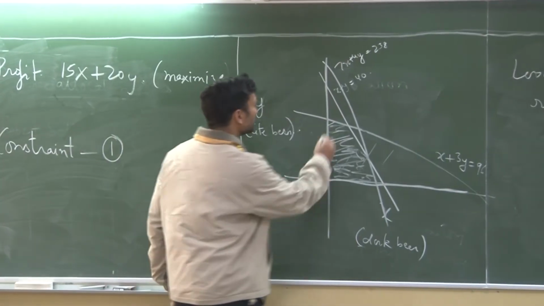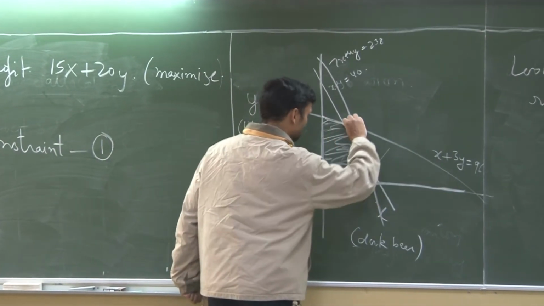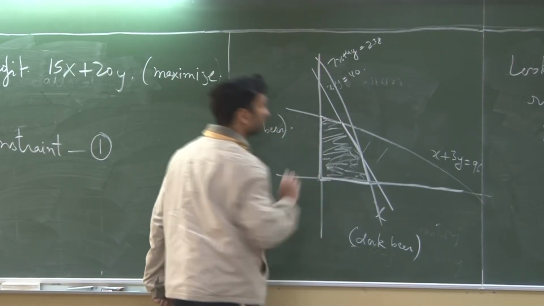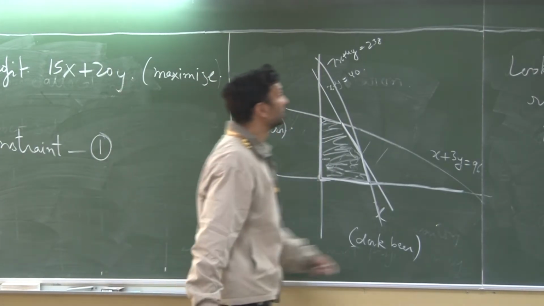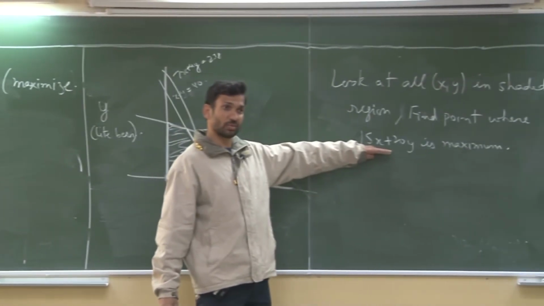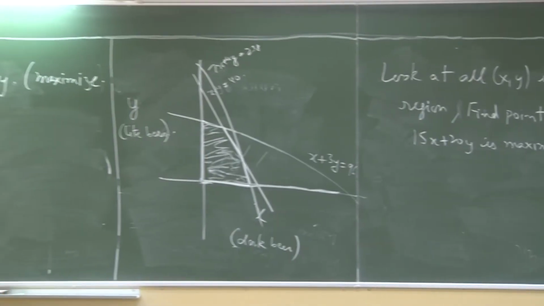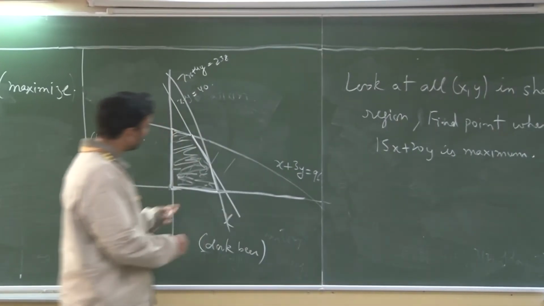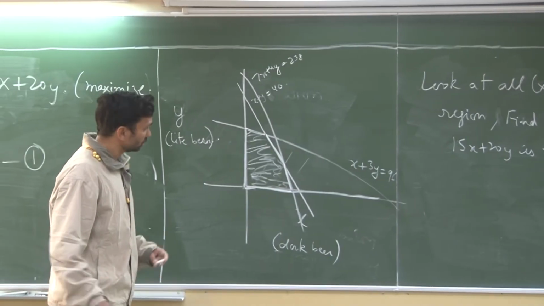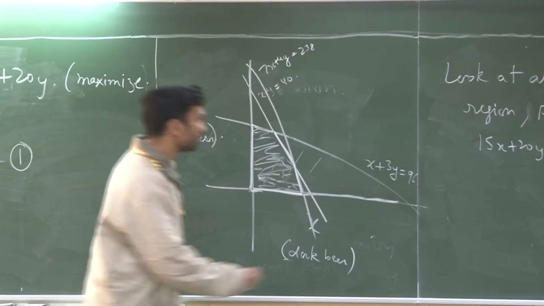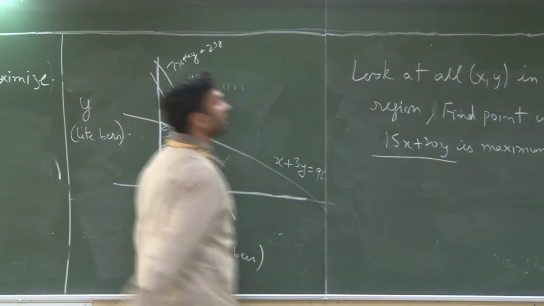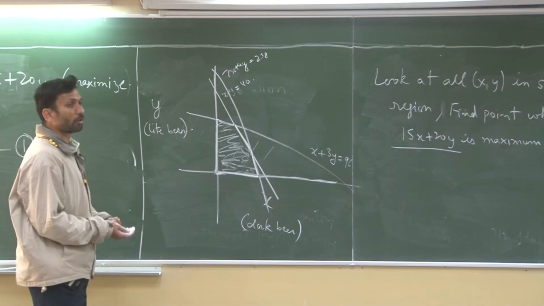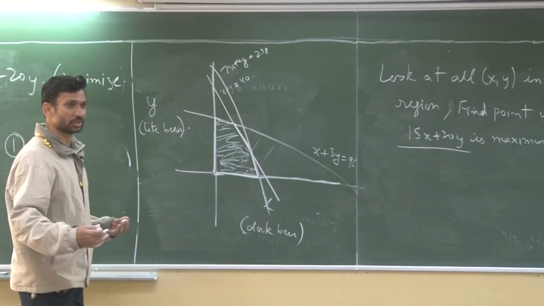What we want to do is look at all x and y in this region and ask where this quantity is maximum. This is interesting. How should we find this out? There are a few key observations which will really help us out, so please pay attention. Look at 15x plus 20y. In itself, the value of the profit gives me an equation, right?